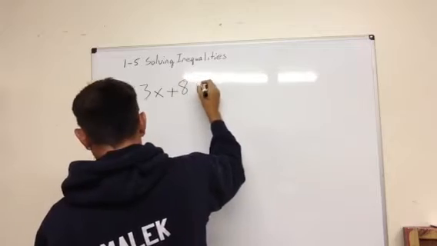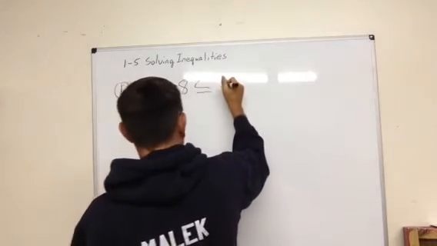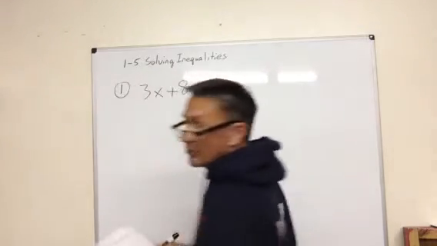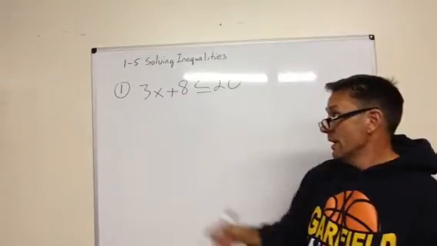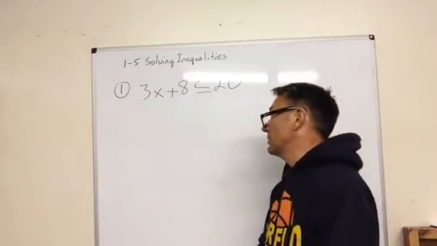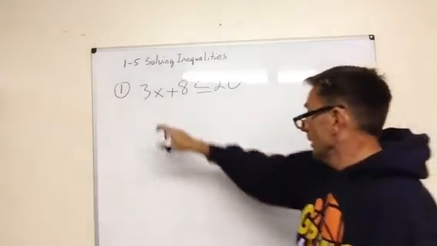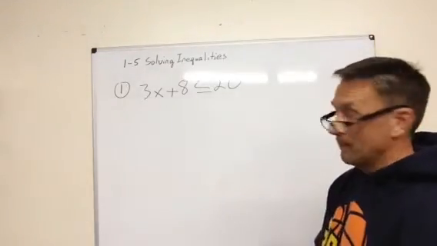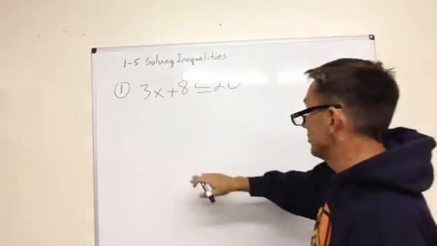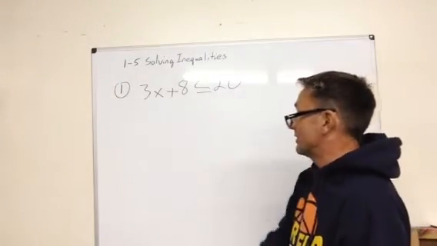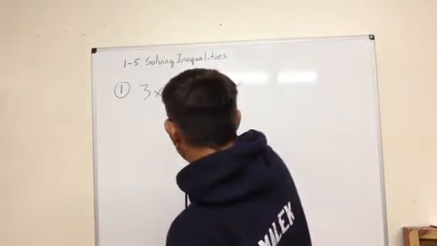And again, remember, the same possible steps are involved just like when we solve equations. So the first problem, we have 3x plus 8 is less than or equal to 20. Now again, very straightforward. We don't have any like terms. We have x on only one side. So I'm going to start by adding opposites.